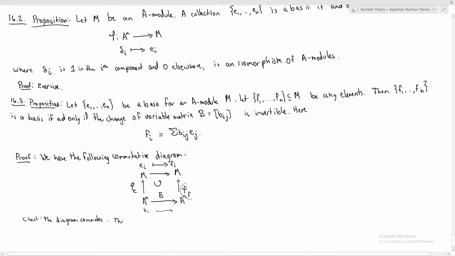Then these things are a basis if and only if phi_f is an isomorphism. Okay. What do I want to say here?